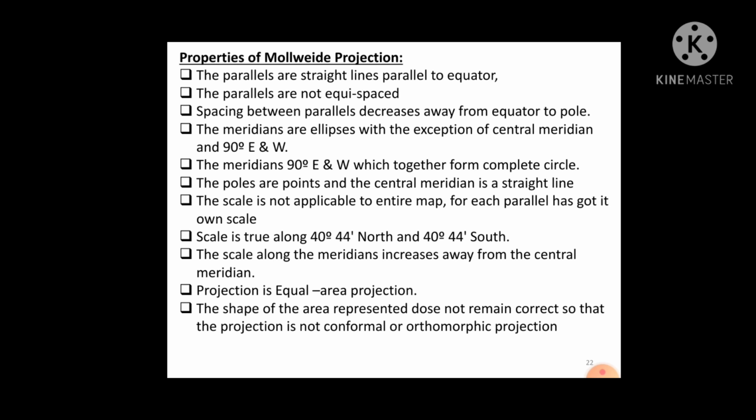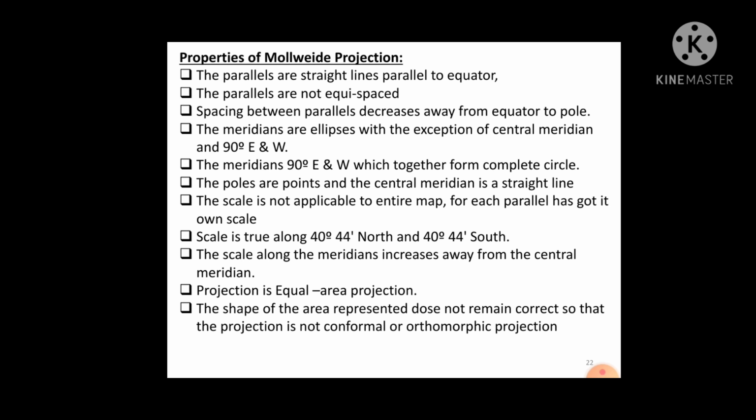The second is that the meridians are ellipses, with the exception of the central meridian and the 90-degree east and west meridians, because 90-degree east and west is part of a circle, whereas the central meridian is a straight line. All other meridians are ellipses. The meridians of 90 degrees east and west together form the complete circle, which is called the basic circle in this projection. The poles are points and the central meridian is a straight line.